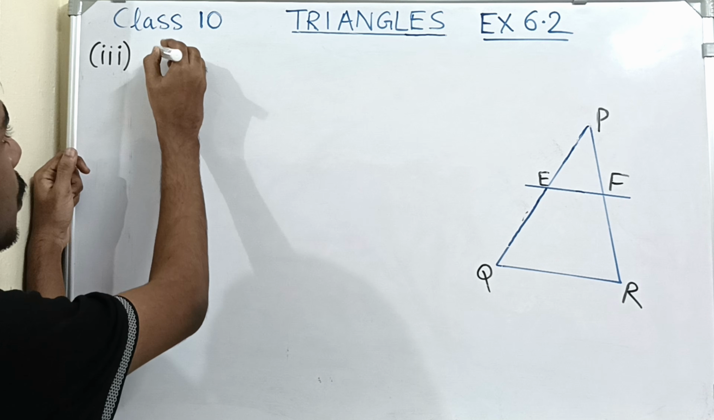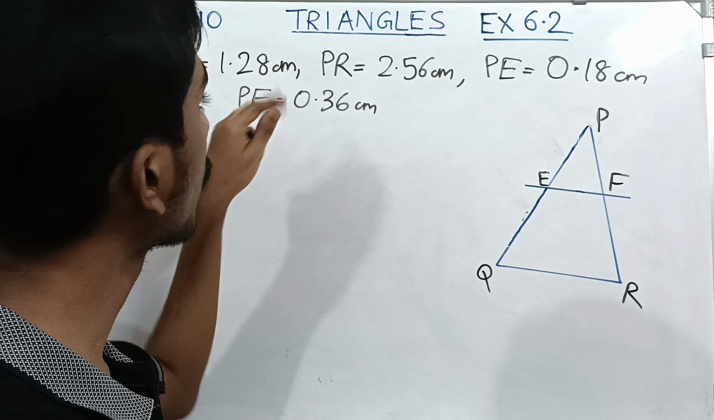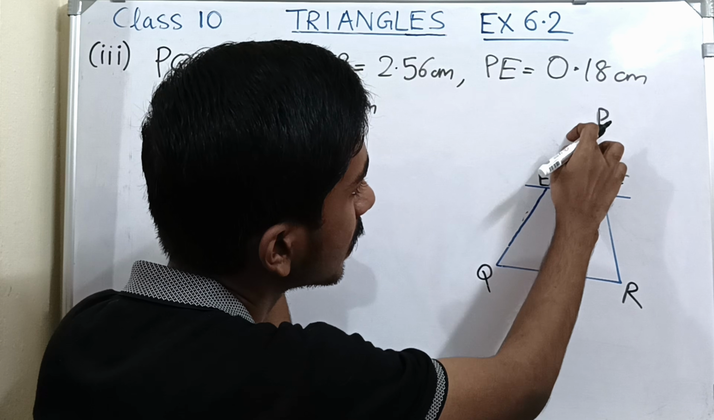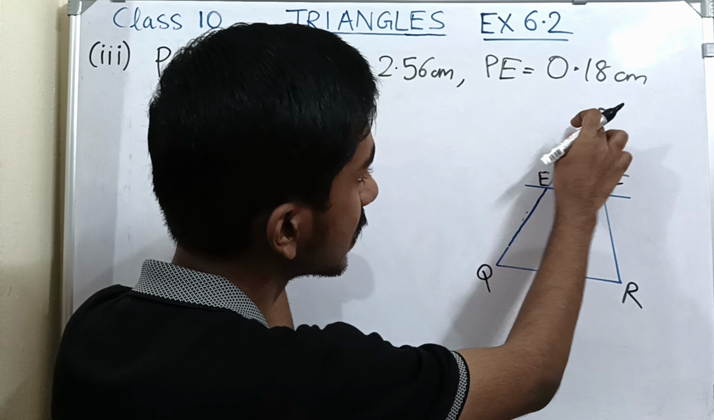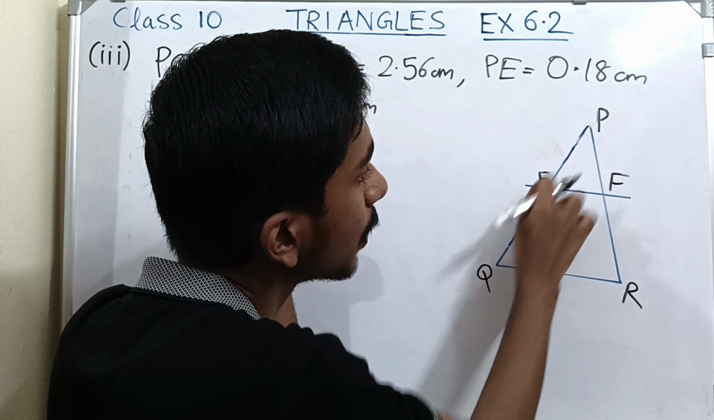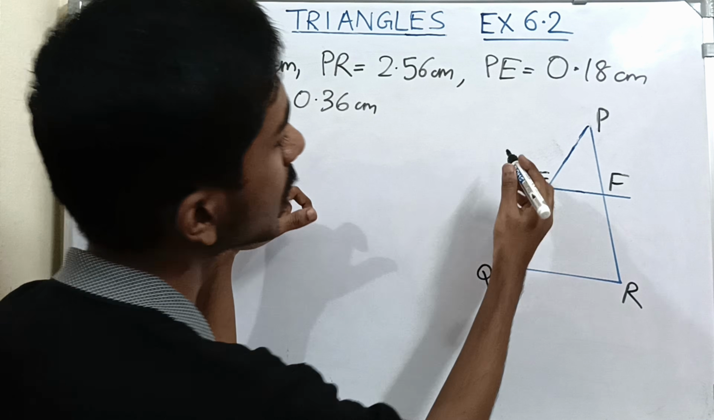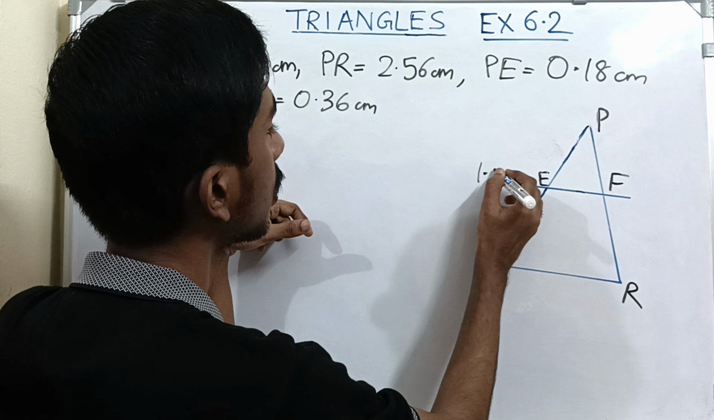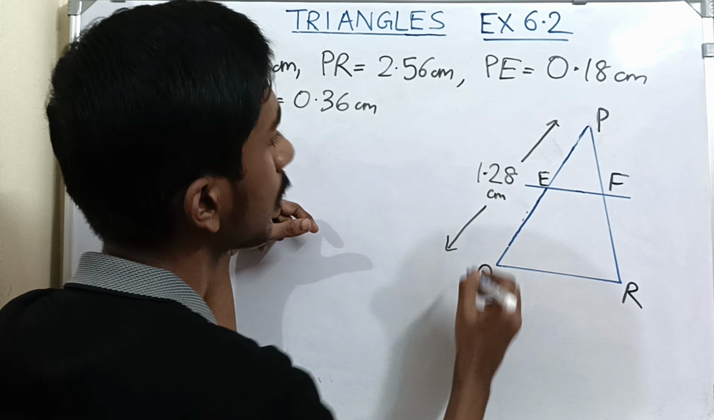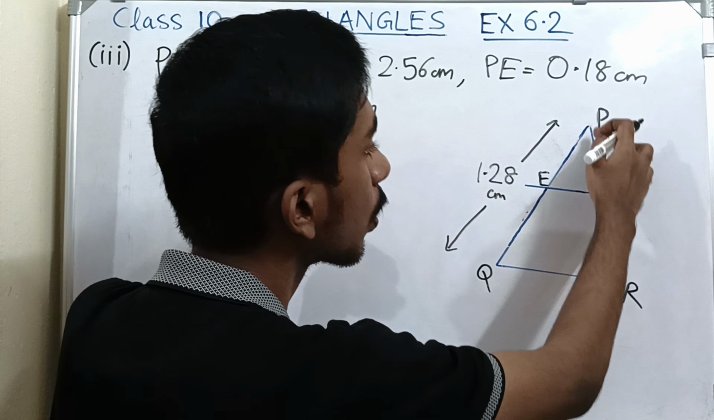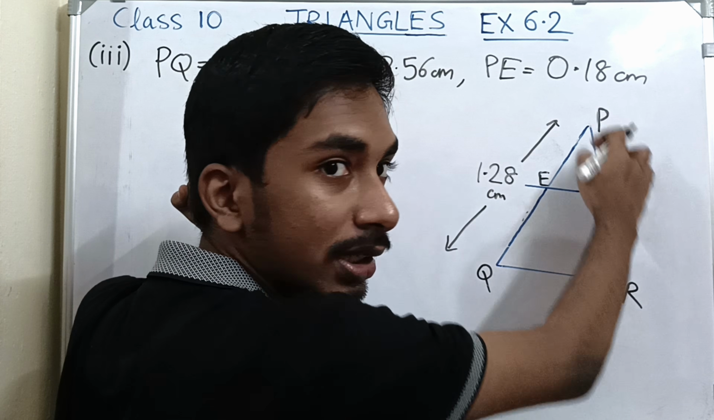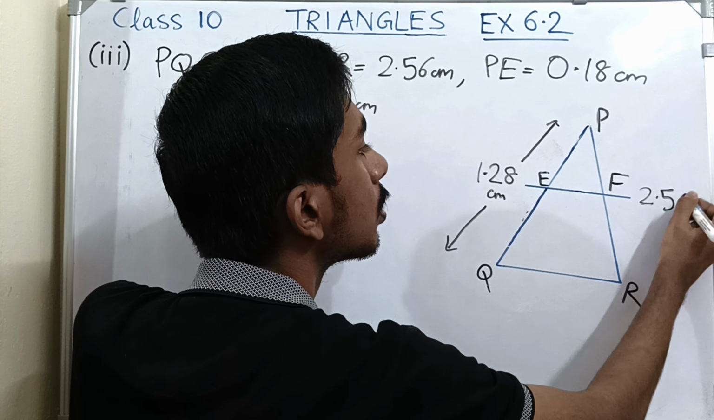Now let us see the third subdivision. It's given PQ is equal to 1.28 centimeter. But where is PQ? This big line segment PQ length is given. But in the earlier questions, only the divided line segments' lengths were given. This time the complete line segment length is given, PQ 1.28 centimeter. So let's mark that. And PR is 2.56 centimeter. Here also on the right hand side, instead of giving this part length, they have given the full length PR. So PR is 2.56 centimeter.